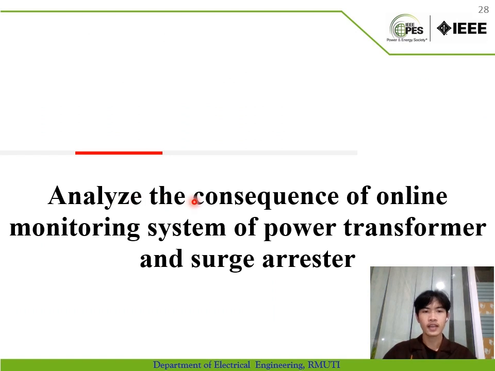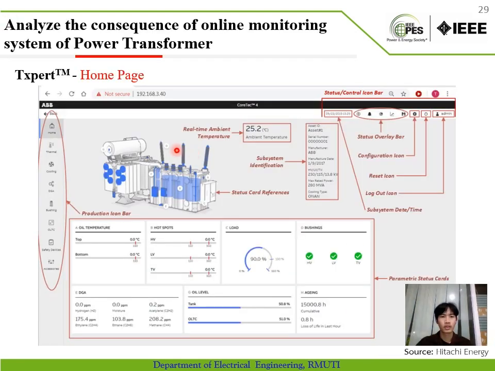And the next thing is to analyze the online monitoring system of the power transformer and surge arrester. And this is the homepage of the online monitoring software, which allows us to see thermophone, cooling time, DGA, bushing, on-load temperature, safety device, and accessories collected from contact form.